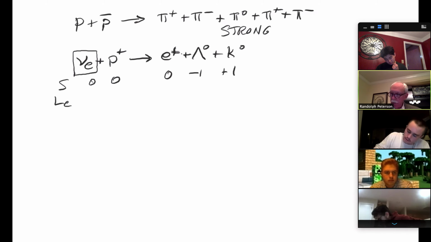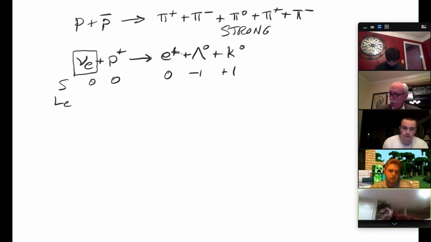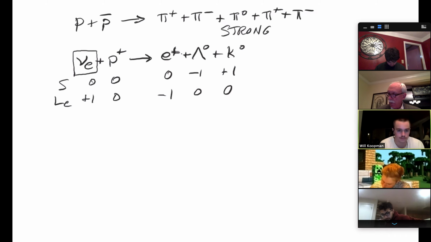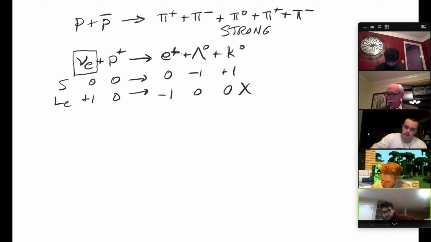How about the electron lepton number? It's conserved. Well, it's -1 for the positron. It's not. Does not. Doesn't happen.